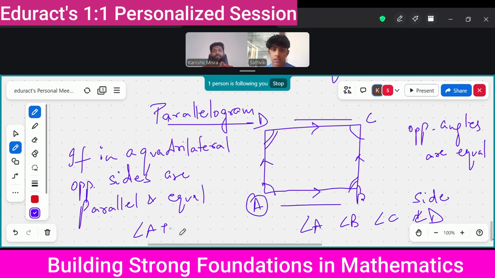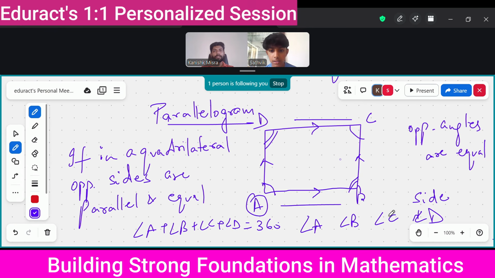Angle A plus angle B plus angle C plus angle D is equal to 360 degrees. Ultimately angles are single ones, a single vertex: angle A, angle B, angle C, angle D. Can you draw it and show once? What do I have to draw? A parallelogram, what you're explaining? This is a parallelogram only.